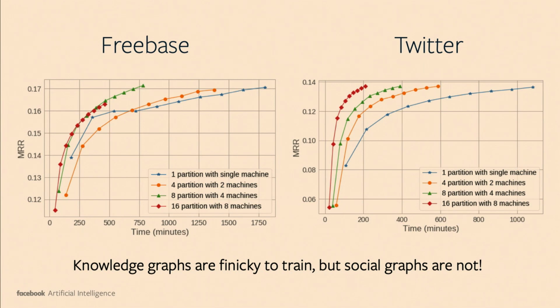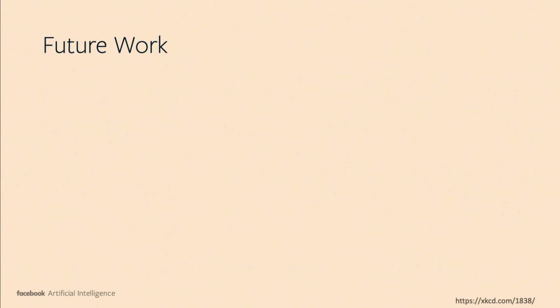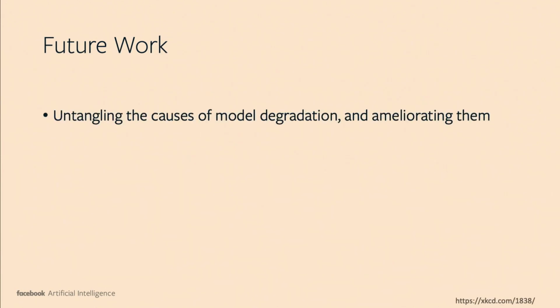We speculate there are several reasons why these graphs are different, but I'm not going to speculate too much on that here. We leave that to future work of untangling the different causes of model degradation in knowledge graphs and maybe ameliorating them. But to be honest, knowledge graphs are not really the purpose of PyTorch-BigGraph, and we found in most of the data sets that we're actually interested in that this hasn't been a problem.